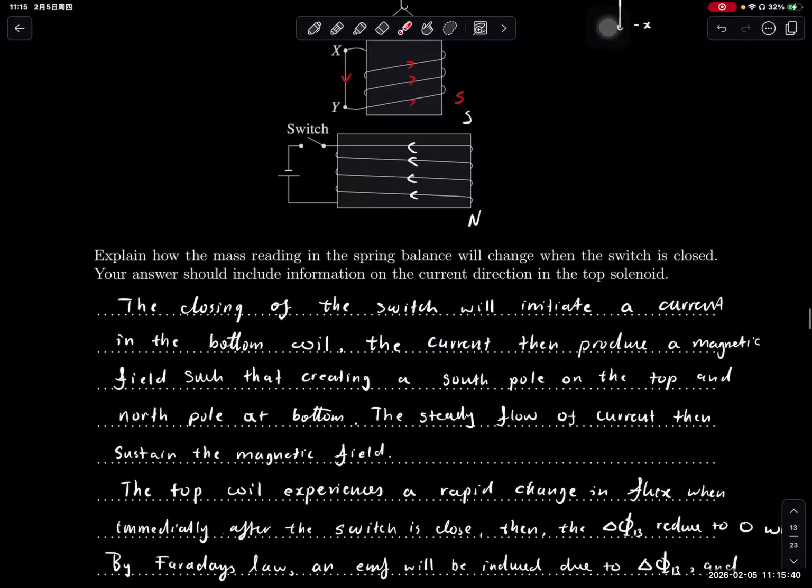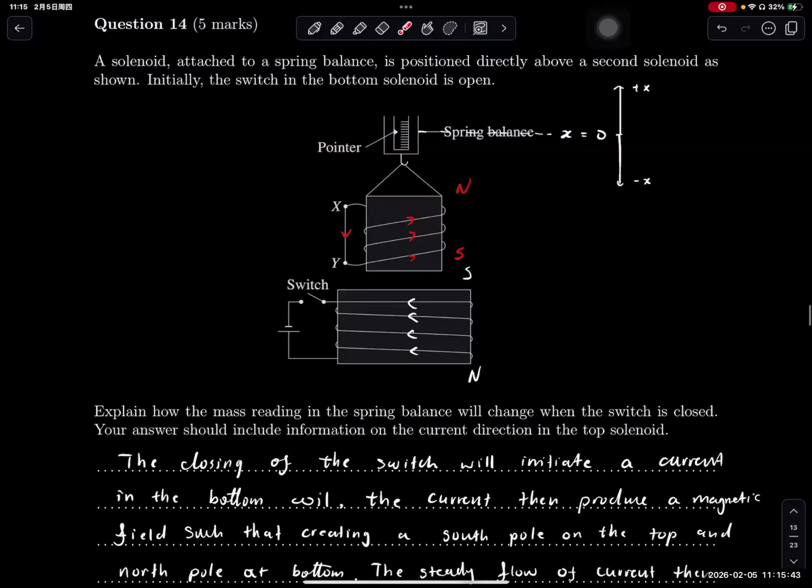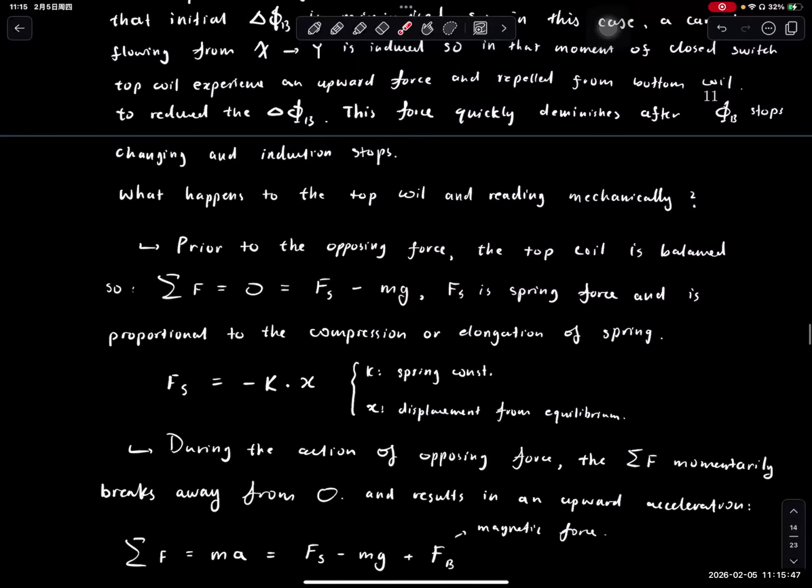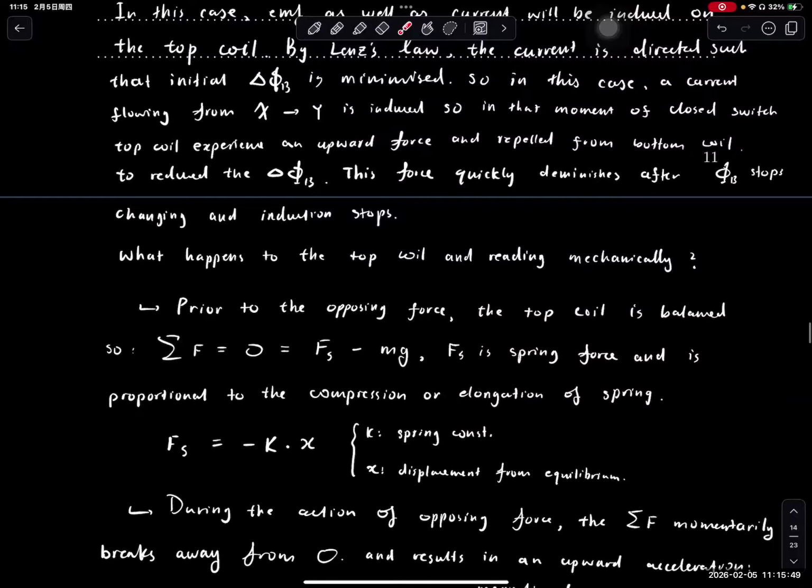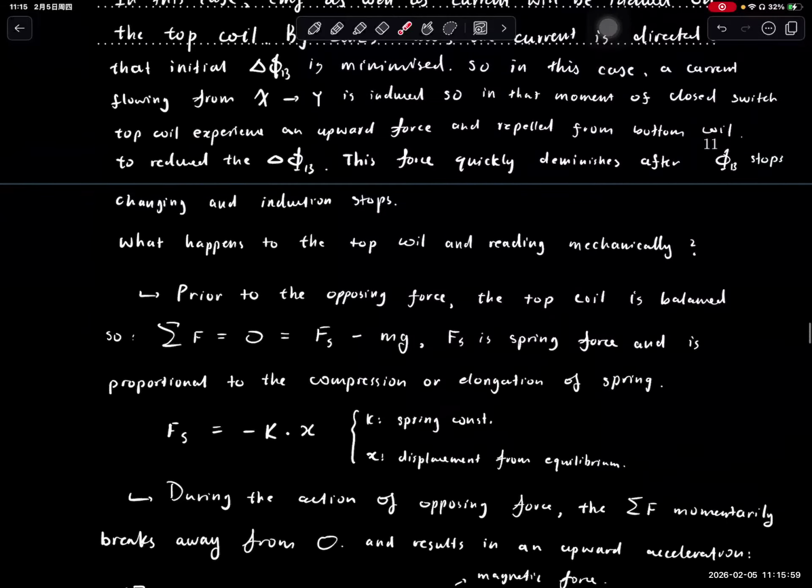Well, we haven't really explained the readings of the spring, which is what the question is asking. So let's talk about that. In order to talk about that, we need to consider what's going to happen to the coil mechanically. So analyzing the motion before we apply this opposing force and after we apply it: prior to the opposing force, the top coil is balanced. So now every force is balanced.